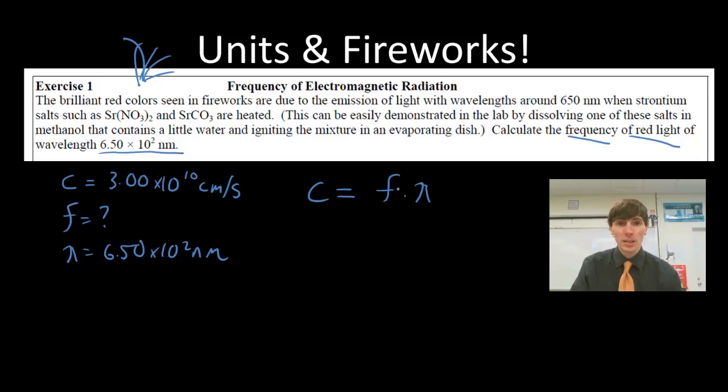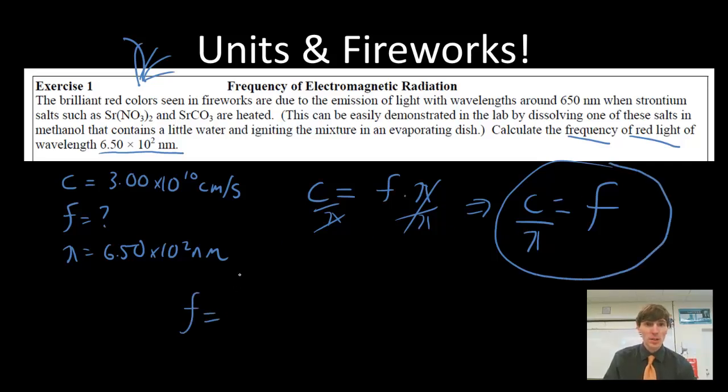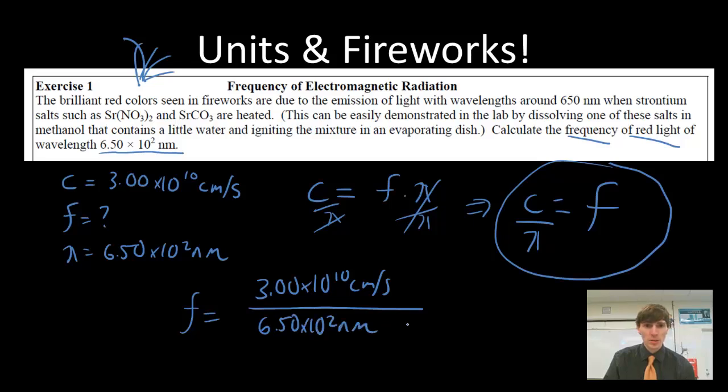If I rearrange that to get frequency by itself, I divide both sides by wavelength. Okay, they go away. Oh, that one doesn't cancel. I'm going to get speed of light divided by the wavelength is equal to frequency. So what I'm going to do is plug in what I have. Frequency equals the speed of light, 3.00 times 10 to the 10th centimeters per second, divided by my wavelength in the units written, 6.50 times 10 to the second nanometers.